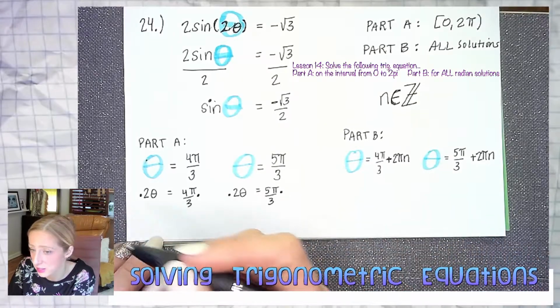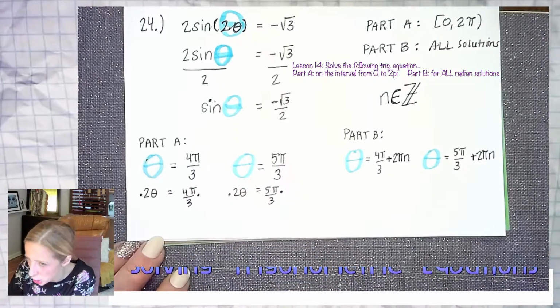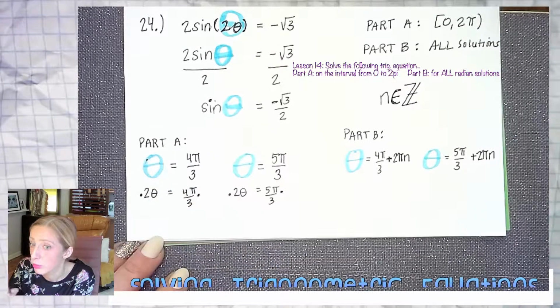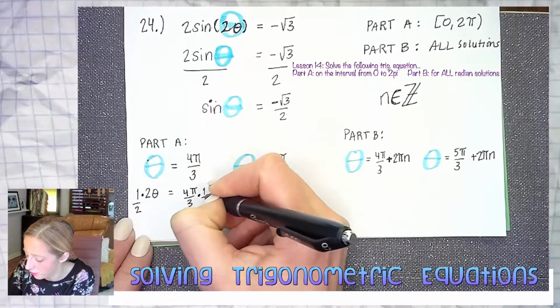Anyone? Shout it out. 2. Well, dividing by 2 is not the same as multiplying by 2. Remember, keep, change, flip? Multiplying by a half over. Yes, 1 over 2 or a half. Good. So I'm going to multiply by a half everywhere.